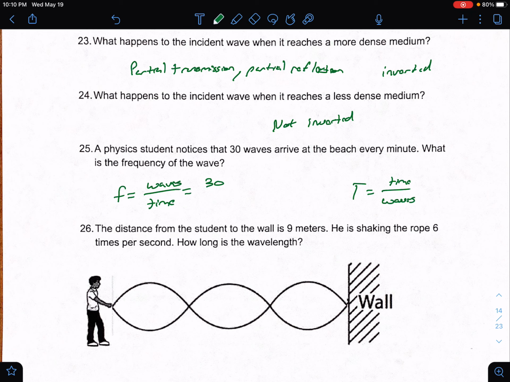So my waves is 30. And this gave me 1 minute, so I'm going to change that to seconds. So 30 divided by 60. And that gives me 0.5 hertz.